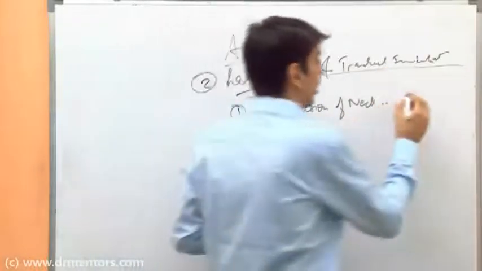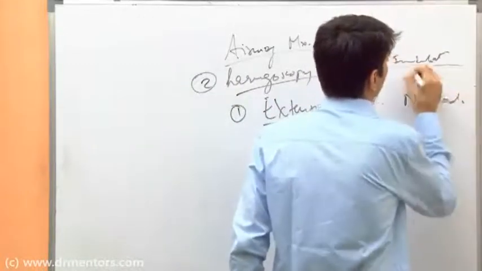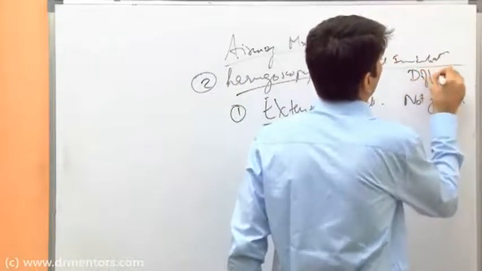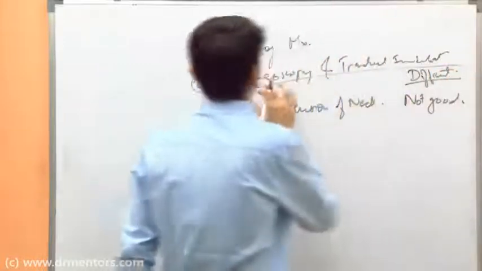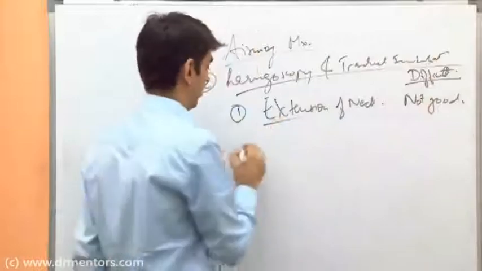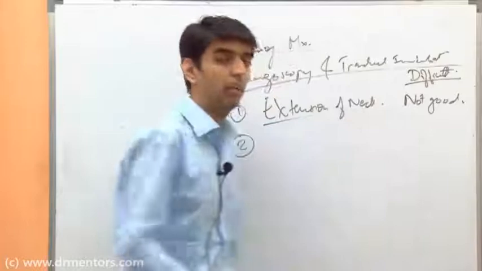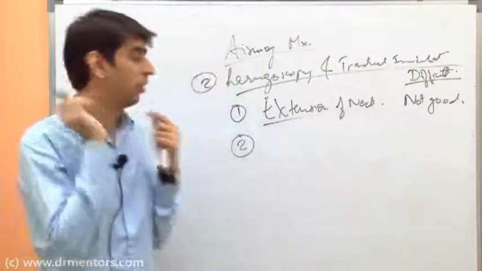If the neck extension is not good, it's going to be a difficult laryngoscopy or difficult tracheal intubation. This is extension of the neck at the atlanto-occipital joint.